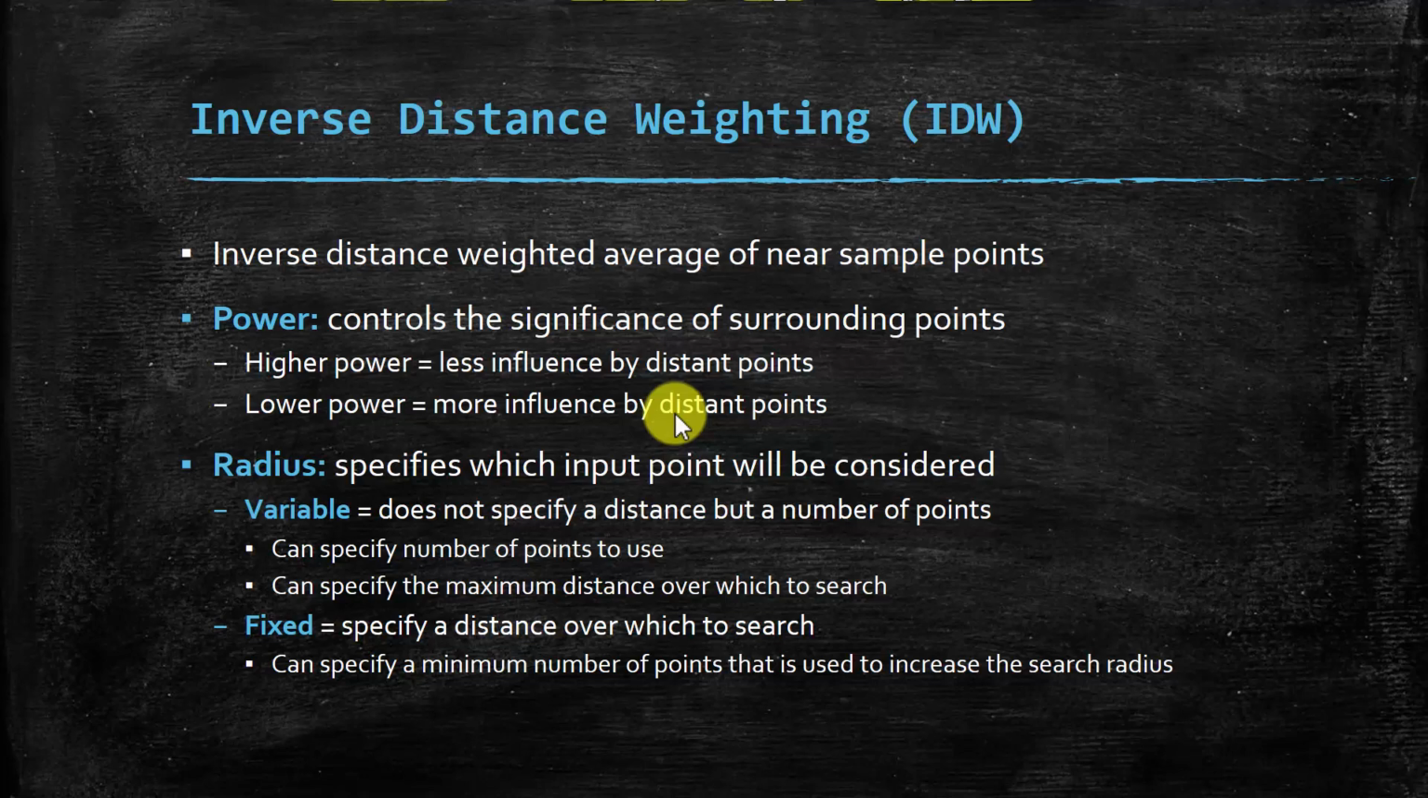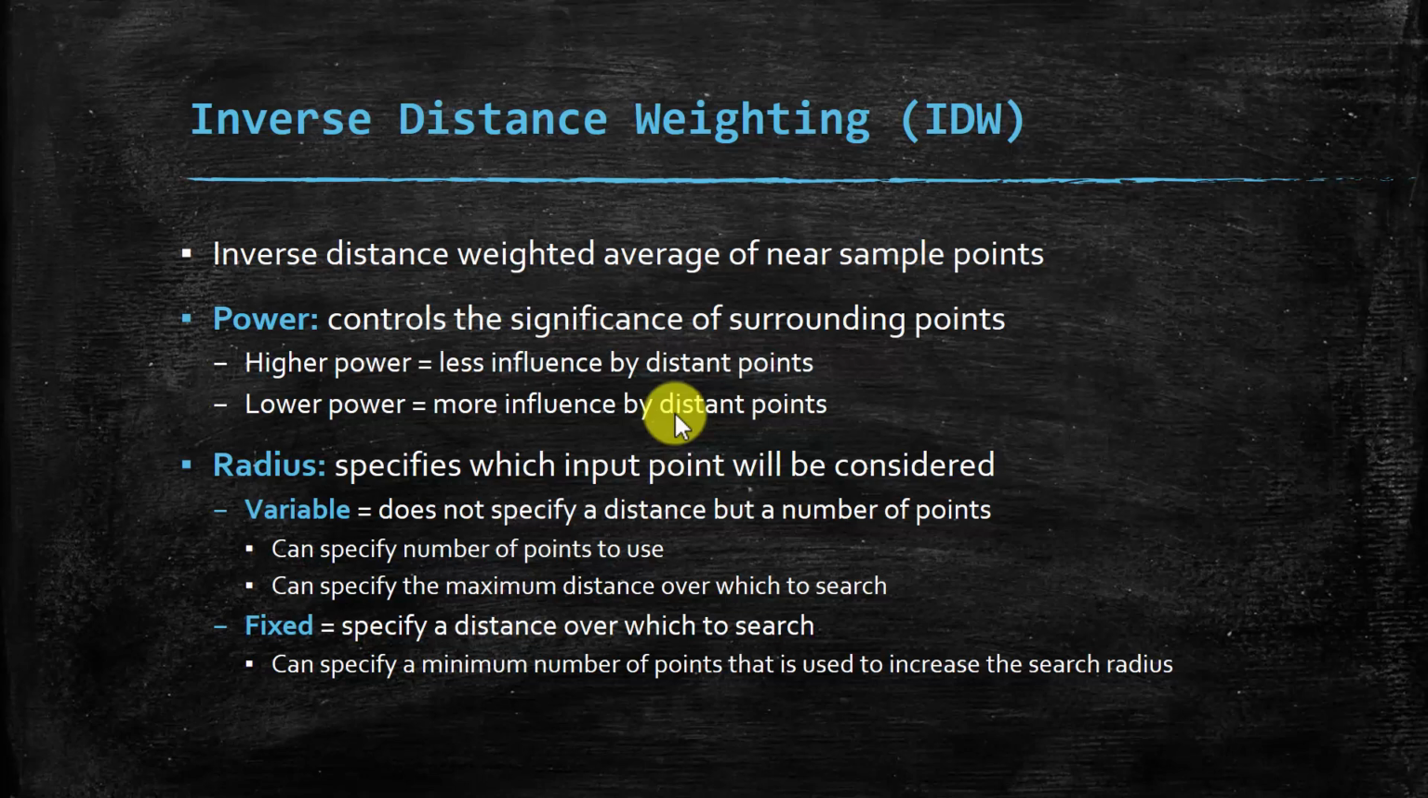The other setting that can be defined is the radius. This specifies which input points will be considered. Generally, you don't want to use every single input point in the data set. You want to use a subset of near points for each new location that's being predicted. If you set this to variable, you don't specify a distance but a number of points. So for example, you would say use the nearest 12 points or the nearest 7 points regardless of their distance.